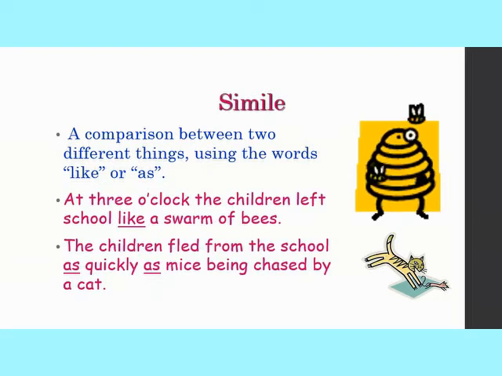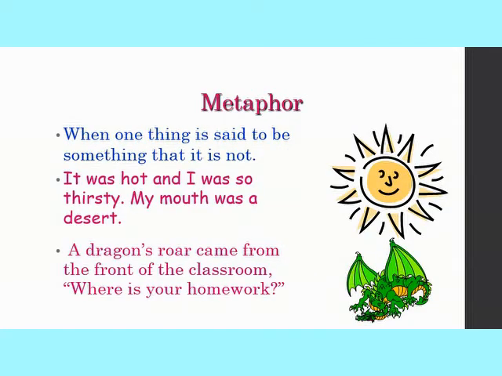Metaphor: when one thing is said to be something that it is not. It was hot and I was so thirsty, my mouth was a desert. A dragon's roar came from the front of the classroom. Where is your homework? So the first one, it was hot, I was thirsty, my mouth was a desert. Your mouth isn't actually a desert, but by saying it is a desert, it shows the likeness of what you're going through, and people go, oh okay, they understand it easier. It's relatable.